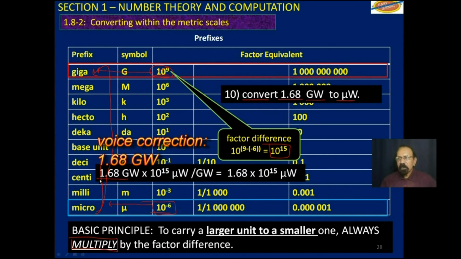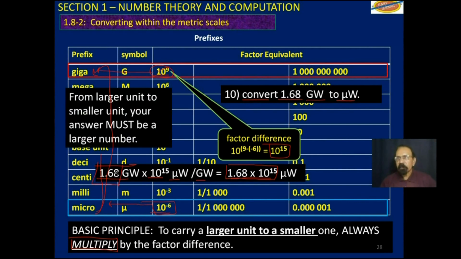1.68 gigawatts times 10 to the 15 microwatt per gigawatt, and that will give us this large number. We converted it into scientific notation, standard form. So this is a much larger number, 15 orders of magnitude larger than the one we began with.